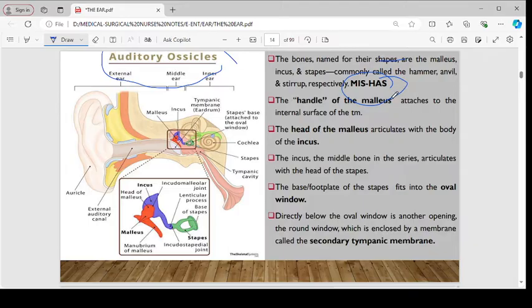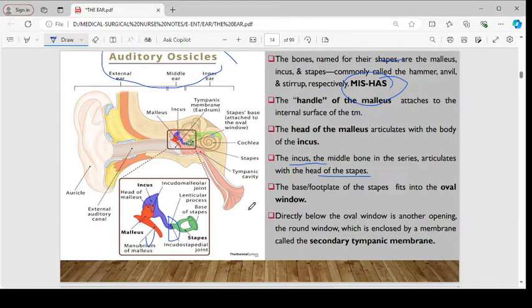So we have the handle of the malleus. The handle of the malleus normally attaches to the surface of the tympanic membrane, right? While the head of the malleus is the one that will be articulating with the middle bone of the ear, right? And the middle bone of the ear, that's the incus, is going to articulate with the head of the stapes, right? Here is the articulation, and you can see the incudostapedial joint here, which is a synovial joint.